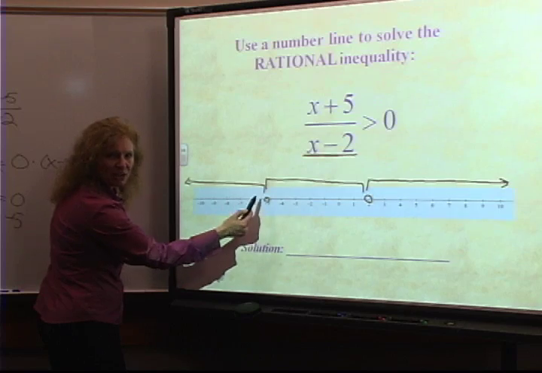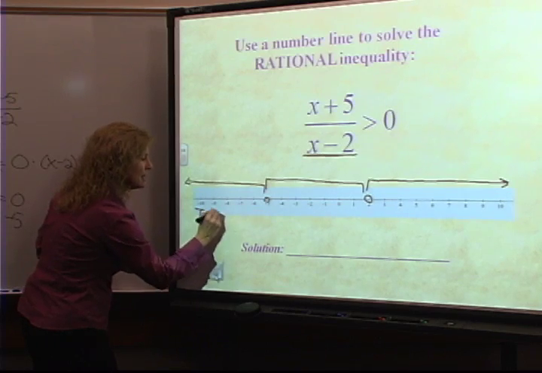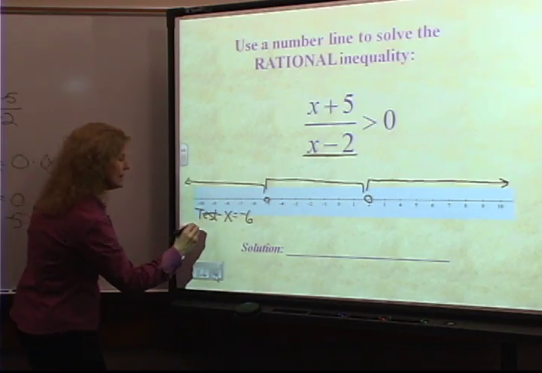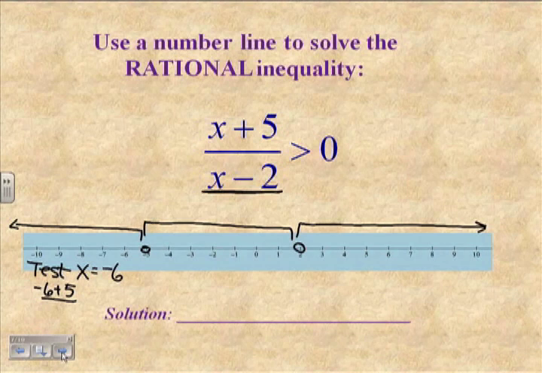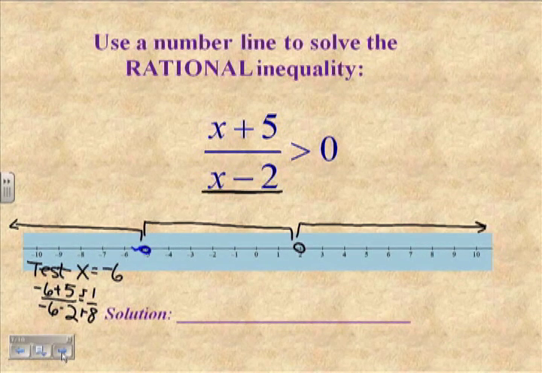Well, you can pick anything you like in there if there's one that you think looks nicer for a reason. I'm going to test x equals negative 6. No particular reason on that. Negative 6 plus 5 over negative 6 minus 2. What is that? Negative 1 over negative 8. Those negatives will cancel, right? And I get positive 1/8. Is that bigger than 0? You bet. Which means I want this whole region. This is good. Okay? This was true.